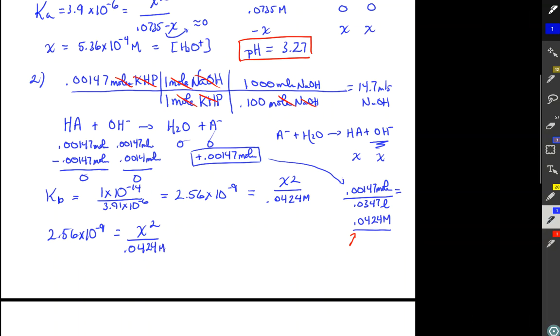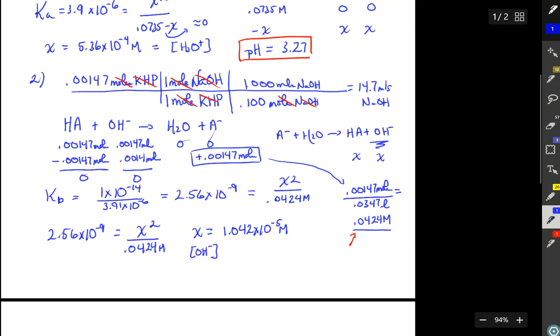We're going to assume it's small. So x ends up being 1.042 times 10 to the negative 5th molar. Remember, that's the same thing as OH. So that means our OH minus is the same.